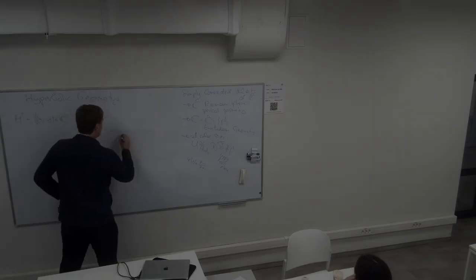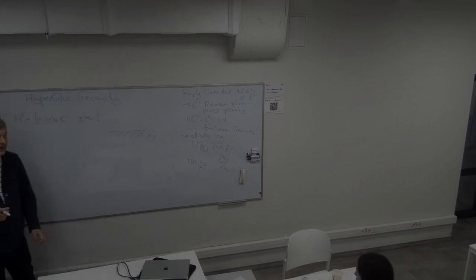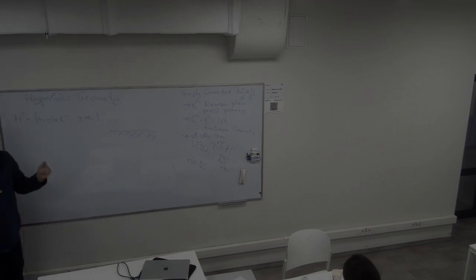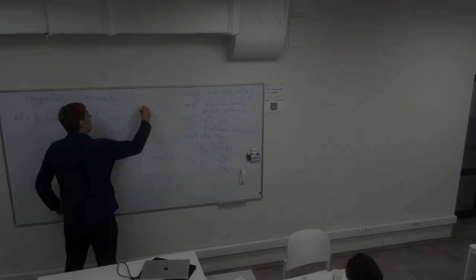So, that's the upper half plane. And let me draw the upper half plane. And I want to define hyperbolic geometry. I want to define the distance, the hyperbolic distance between any two points. So here are two points, P and Q.